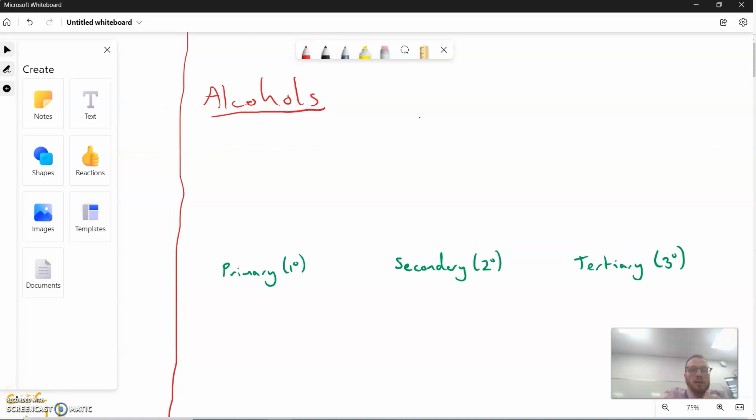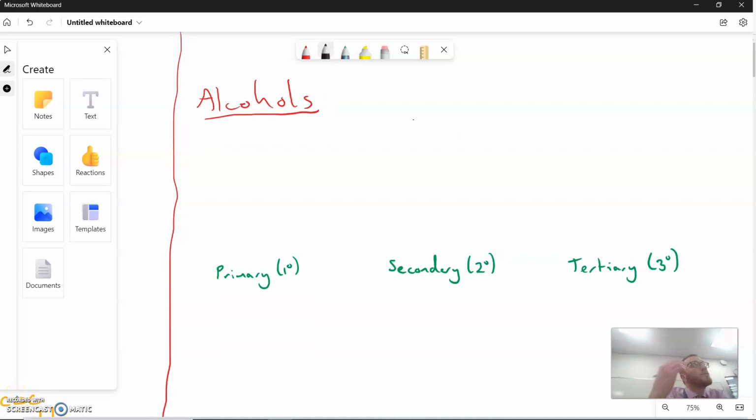Right, alcohols. So in terms of priority, alcohols have the second priority in terms of naming, and really that also comes down to bonding. So it's got the second strongest forms of bonds of the functional groups. In terms of its general formula, it's ROH, yeah? So an OH attached to an alkyl group.